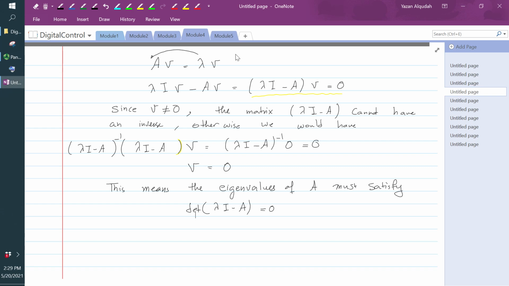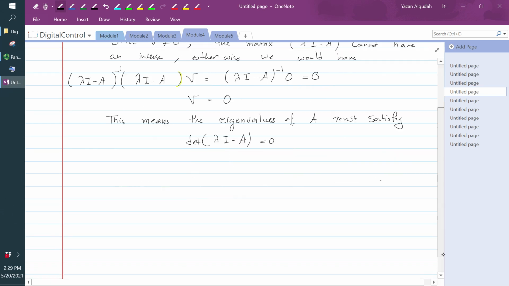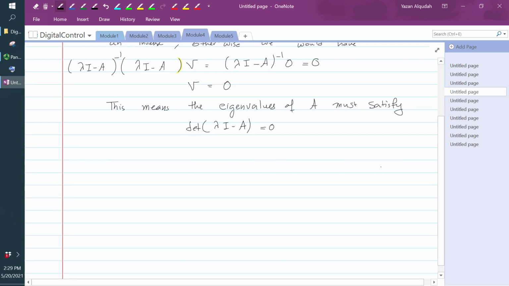Now before we do an example, let's see the relationship between the eigenvalues and the poles of a system. So before we do an example, let's see what is the relationship between the eigenvalues and the poles of the system. So let's look at the transfer function.